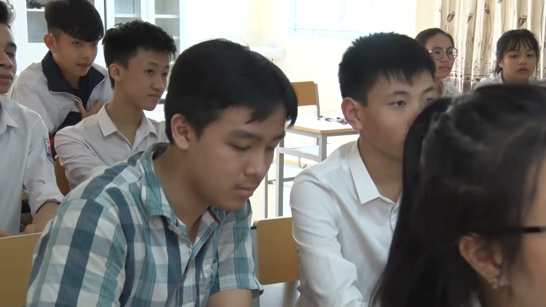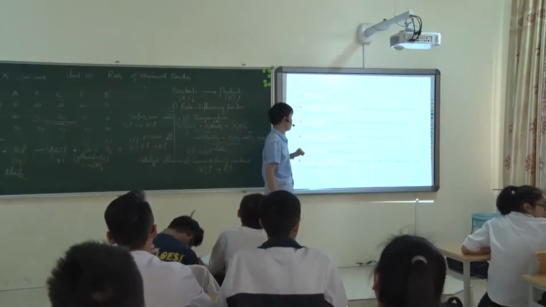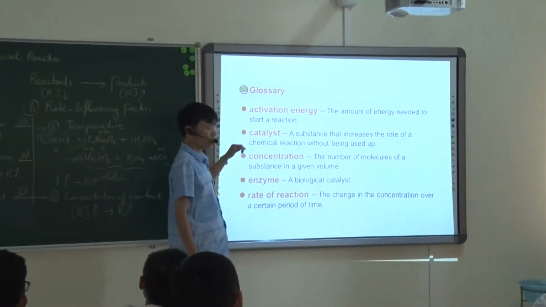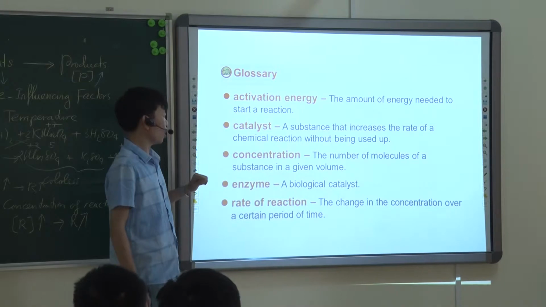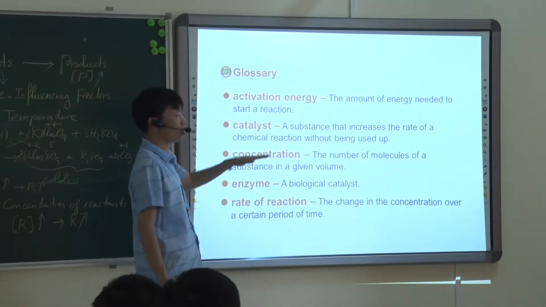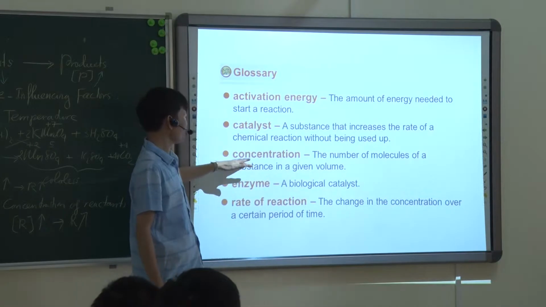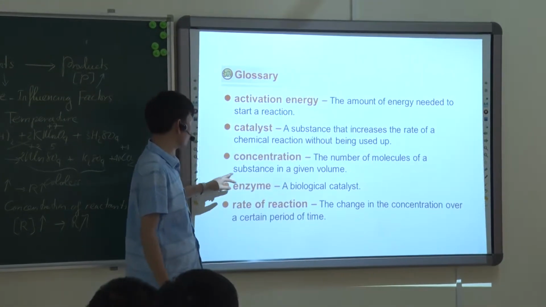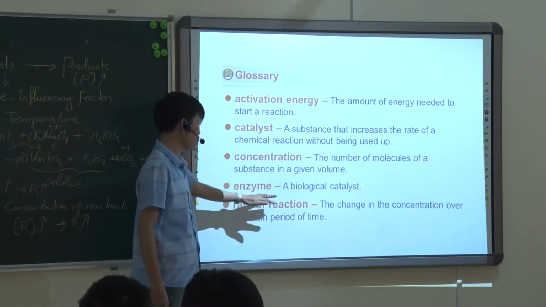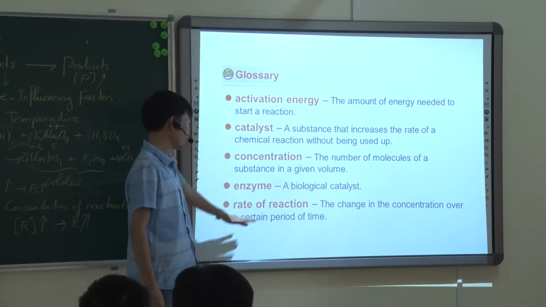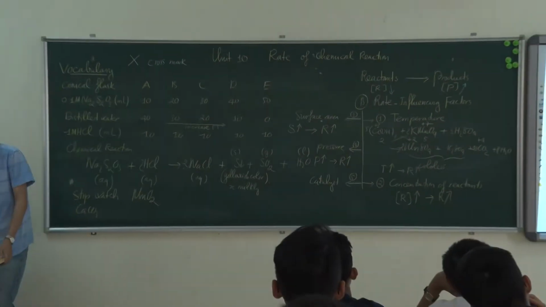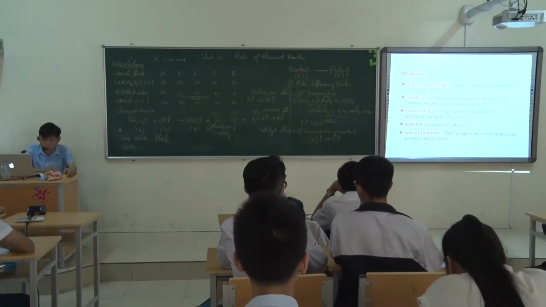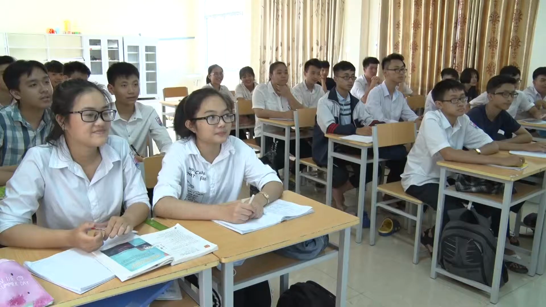Now, the keywords. Activation energy, the amount of energy needed to start a reaction. Catalyst, a substance that increases the rate of the chemical reaction without being used up, là dùng hết. Concentration, the number of molecules of the substance in a given volume. Enzymes, a biological catalyst. Rate of reaction, the change in the concentration over a certain period of time. Okay? Đó là keywords.